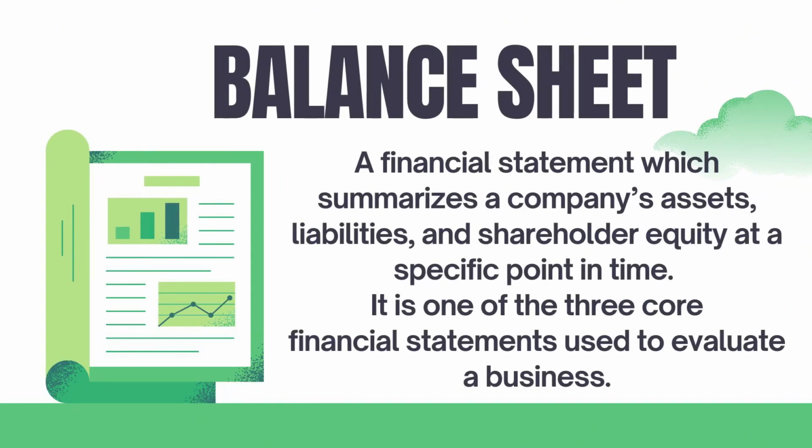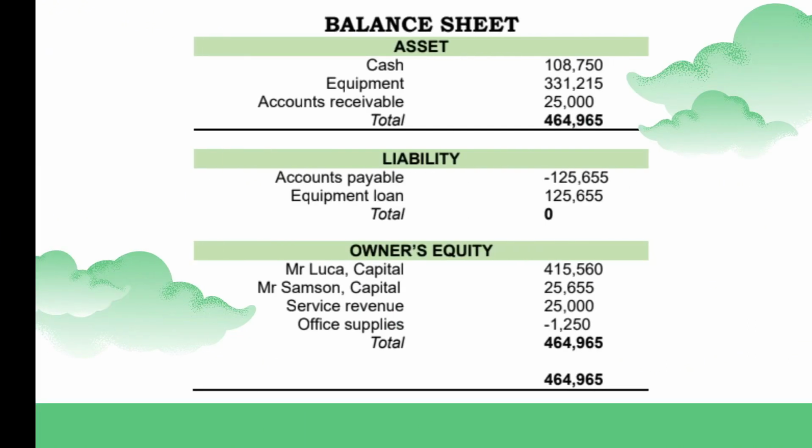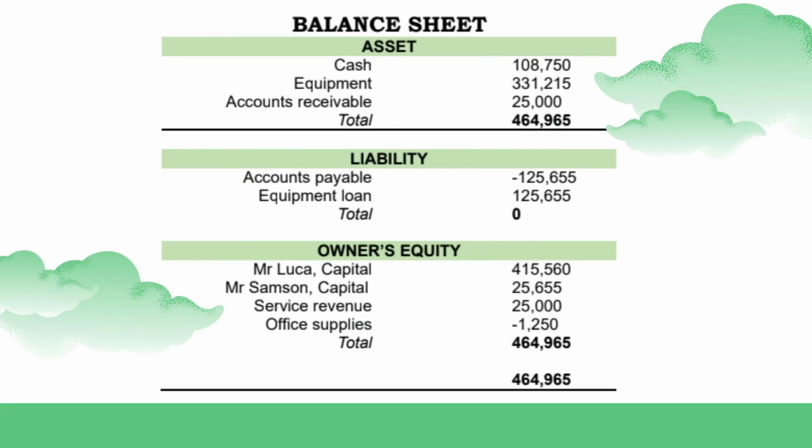A balance sheet is a financial statement which summarizes a company's assets, liabilities, and shareholder equity at a specific point in time. It is one of the three core financial statements used to evaluate a business. It represents the company's assets, liabilities, and equities in a structured format. Here's an example of a balance sheet.